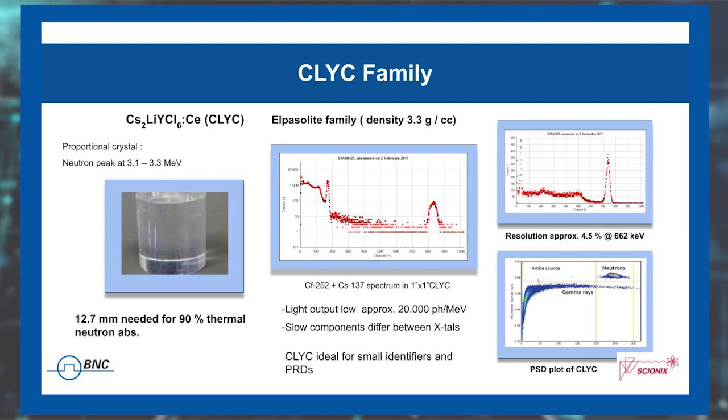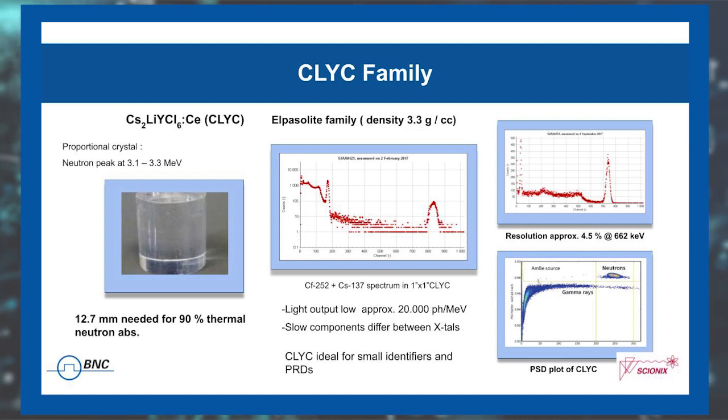But also, because it contains lithium, we see a very nice clear lithium neutron peak at about 3 MeV. The light output is quite good, 20,000 photons per MeV. And we can actually have quite large crystals these days. This is an example of a material in which we can detect neutrons and gammas at the same time with a very good energy resolution. So CLYC is a material that's ideal for small identifiers and personal radiation dosimeters. Actually, in CLYC, we can also do pulse shape discrimination, like you see at the bottom right.